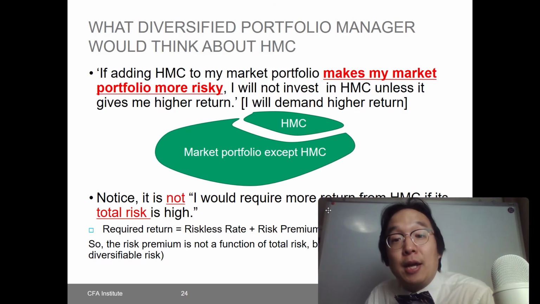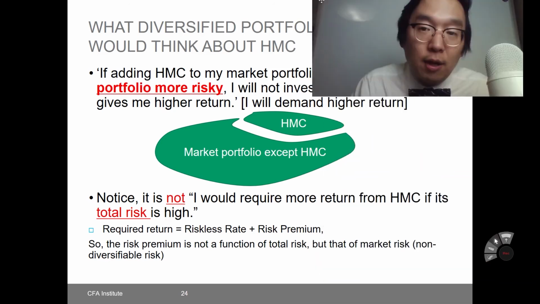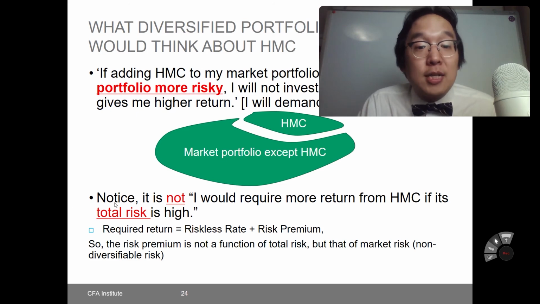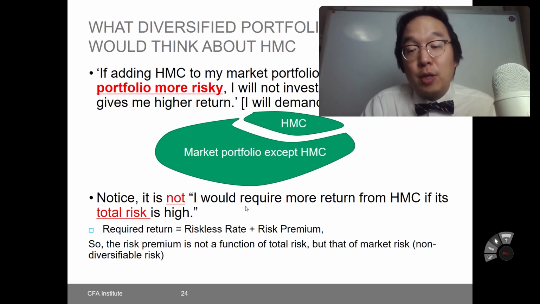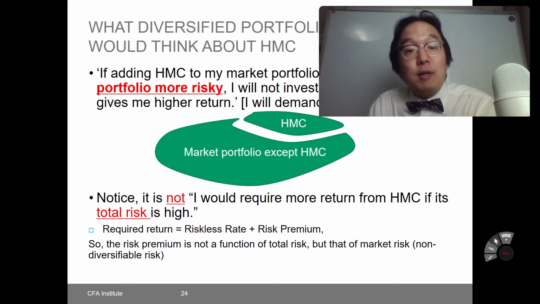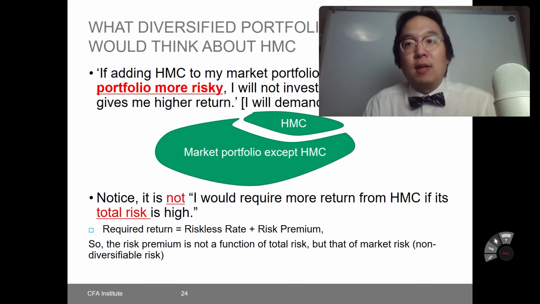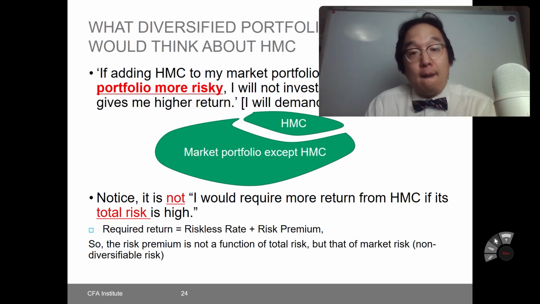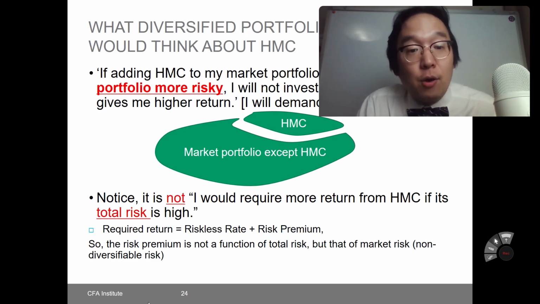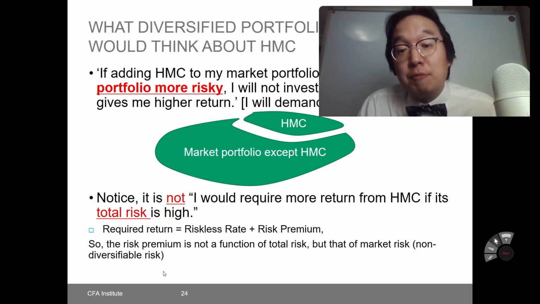I will demand higher return, the required return, somehow. Notice it is not that I would require more return from Hyundai Motors if its total risk is higher. HMC's total risk, who cares? What I care about is the total risk of my precious portfolio, that is the market portfolio. So the risk premium is not a function of the total risk of Hyundai Motors, but the total risk of the market, or portfolio, or that of market risk.